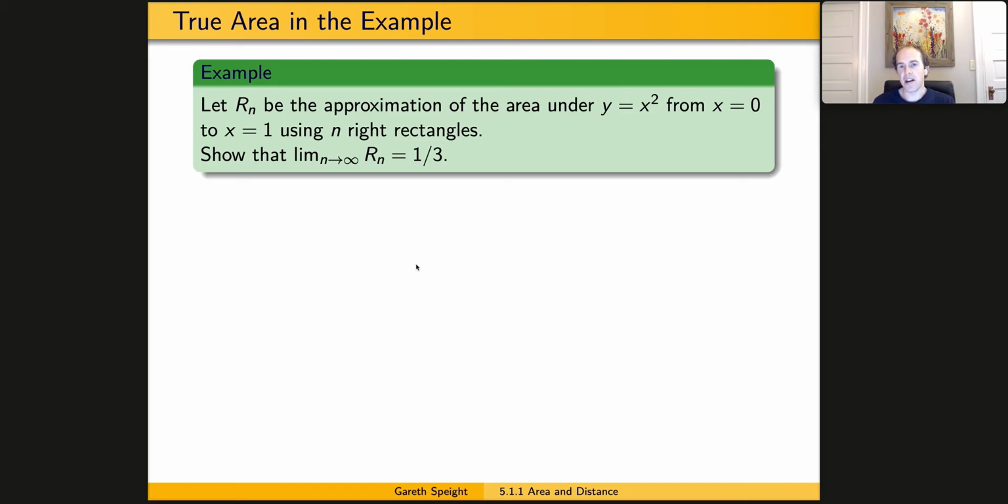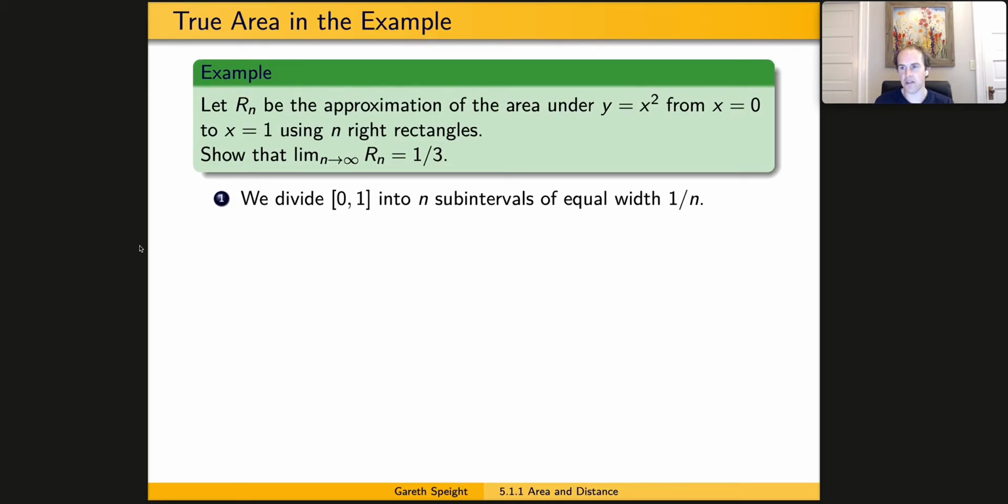So let's suppose that Rn is the approximation we get if we use n right rectangles, where n is some whole number that we don't know right now. It could stand for different things. So we want to compute Rn, and then we want to show that the limit as n goes to infinity of Rn equals 1/3. So let's try to do that.